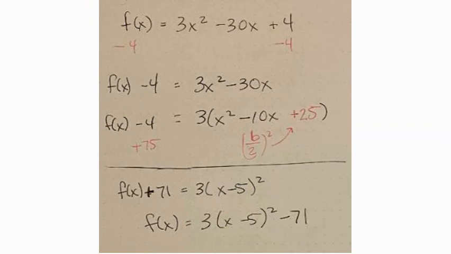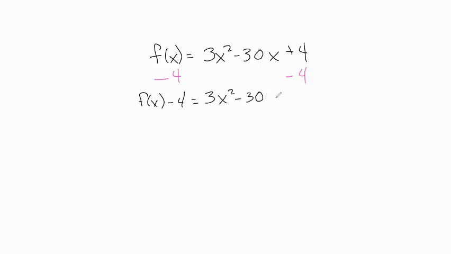Here's the third method of how to complete the square. So we're going to start with that same problem, which is 3x squared minus 30x plus 4. And this time we're going to do something a little bit different. I don't really want this 4 to be here. So I'm going to move it to the other side of the equation. I'm going to subtract 4 just to get it out of the way while we're working with this problem. So I have f of x minus 4 is equivalent to 3x squared minus 30x.